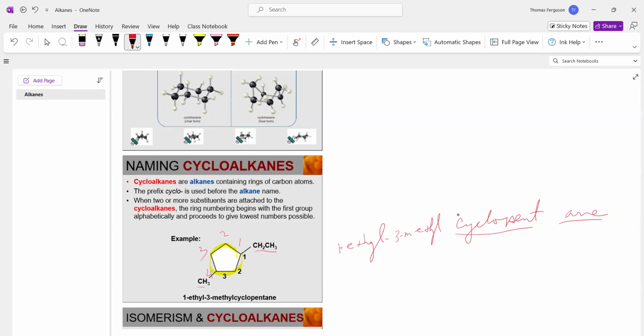So in this case, it could be 4 numbering sets. We started with the methyl group, going 1, 2, 3, 4, 5, or if we go clockwise, 1, 2, 3, 4. One of them is going to give you the smaller set of numbers.